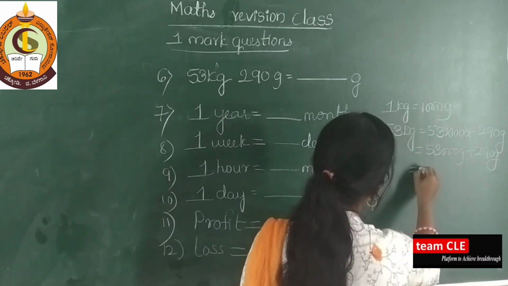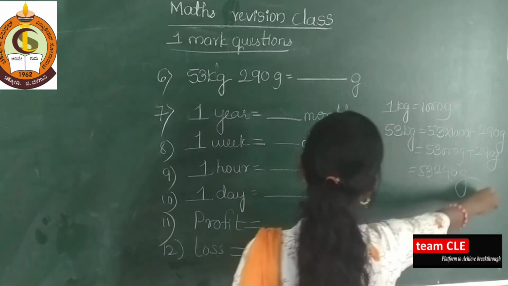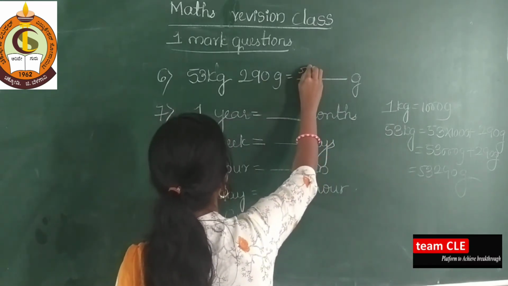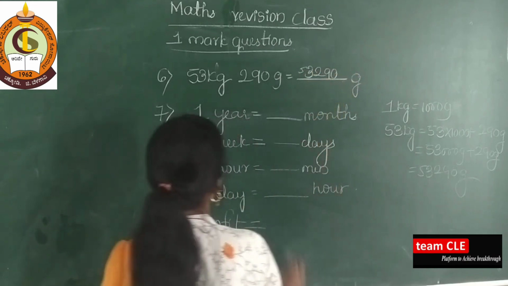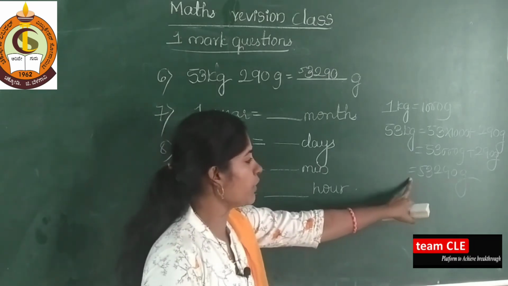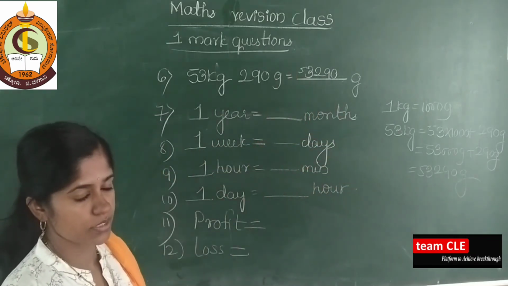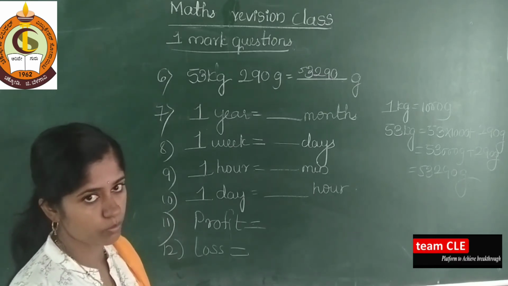After adding this, I will get here 53,290 gram. So here you write 53,290 grams as the answer. Okay. So you do this as a rough work and directly you write here answers. This kind of you will get as 1 mark question or you will get in 2 marks also.